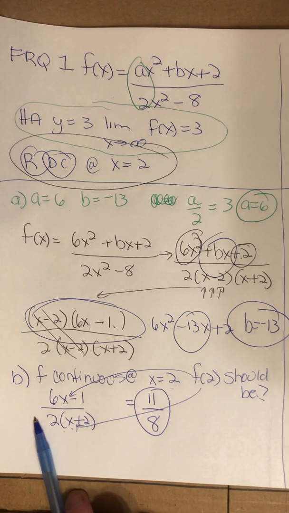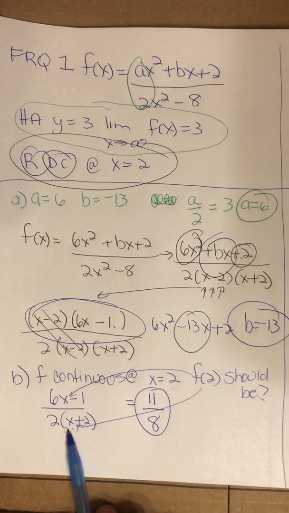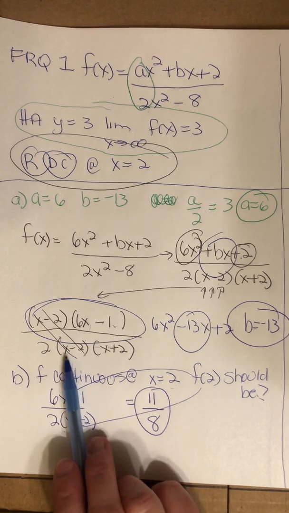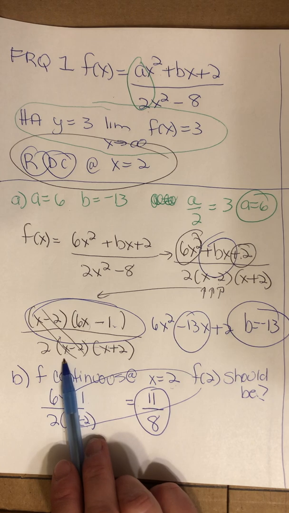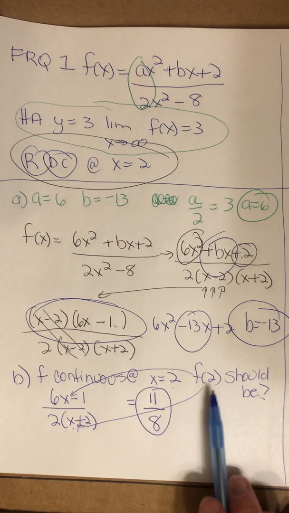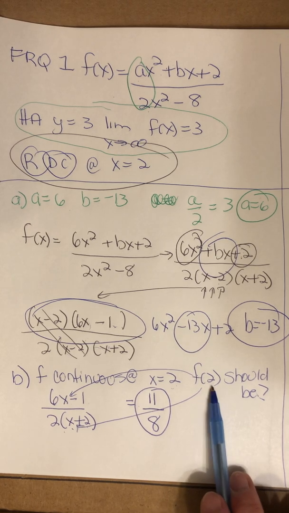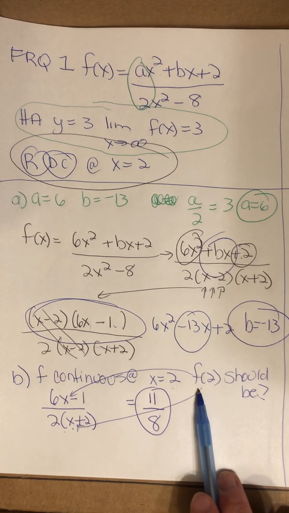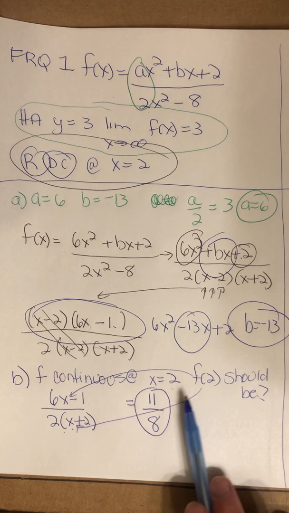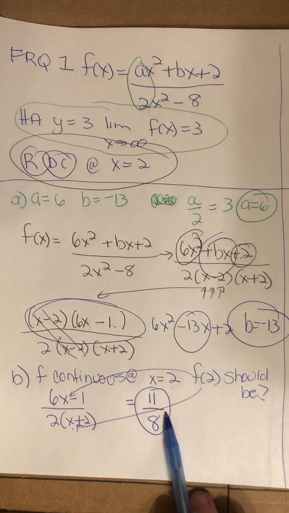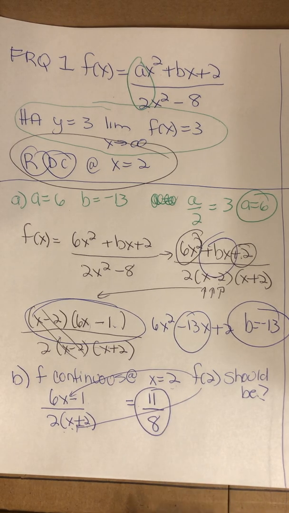To make f continuous at x equals 2, it's not right here. That's a non-removable discontinuity. So they're saying, to make it continuous, if we want to put a point where x equals 2 on the function to make it continuous, where should that y be? And it's 11 eighths. Okay, let's see if we can answer the final question, C.